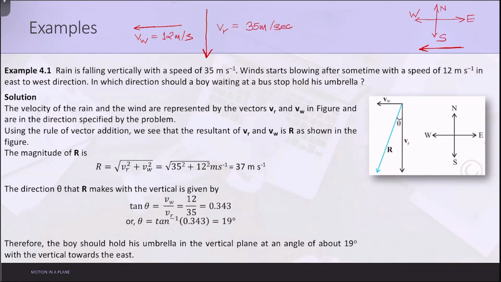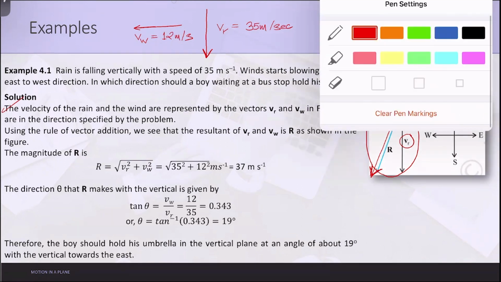First read the solution. The velocity of the rain and the wind are represented by the vectors VR and VW in the figure and in the direction specified by the problem. A similar thing has been drawn here. As you can see, this will be VR in the vertical direction and this will be VW from east to west direction. Therefore, this will be the direction of the resultant.